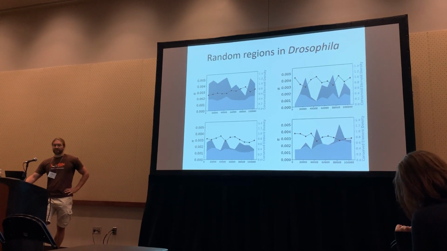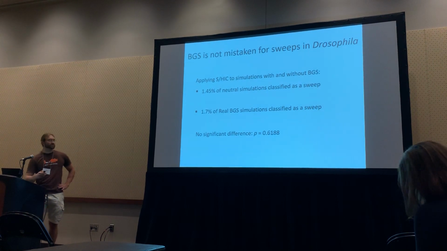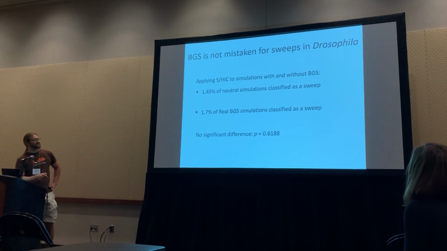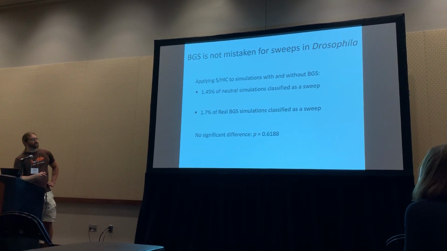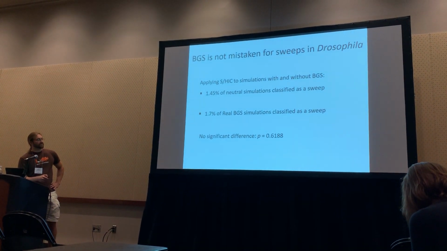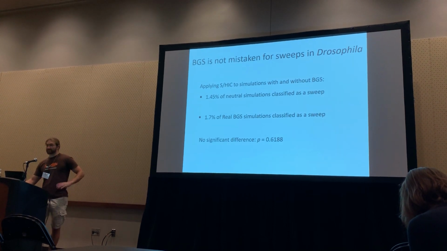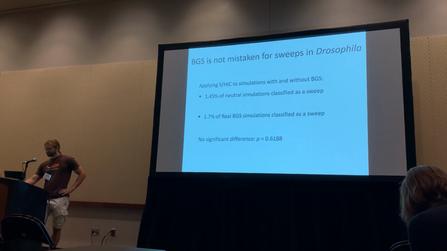Maybe this means that we're going to have more false positives produced by BGS, but no. The result is the same. You just don't get an appreciable number of BGS examples that look like sweeps, no different than what you get under neutrality anyway.